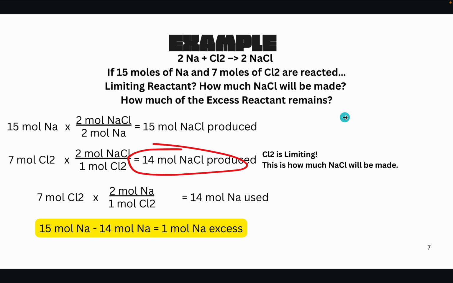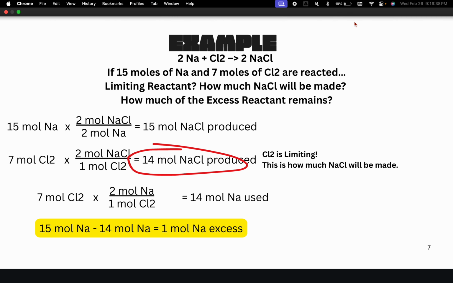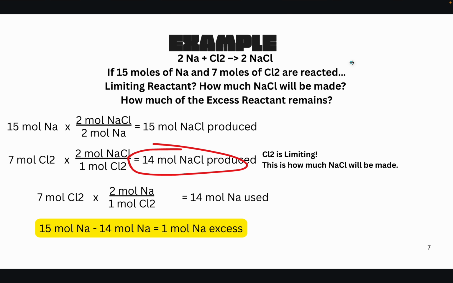Now let's apply this to elements and reactions. So 2 sodium plus chlorine, Cl2, makes 2 NaCl. Now, if you had 15 moles of Na and 7 moles of Cl2, how much NaCl will be made, and what is the limiting reactant? And after that, how much excess reactant remains?